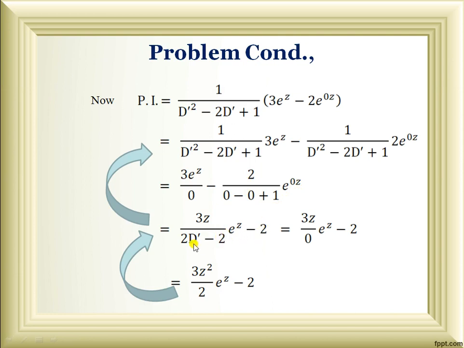Again, I am going to make a replacement for D', which is equal to 1. Once again, I am getting 0 in the denominator. In this particular step only, I am replacing D' now. So here I need to multiply once again by z in the numerator and differentiate the denominator with respect to D'. This D' becomes 1. So I will get the denominator value alone as 2. Finally, I will get 3z square by 2 into e power z minus 2. This is our final particular integral value.